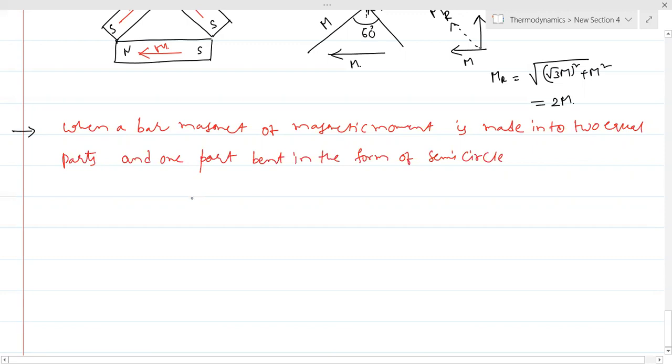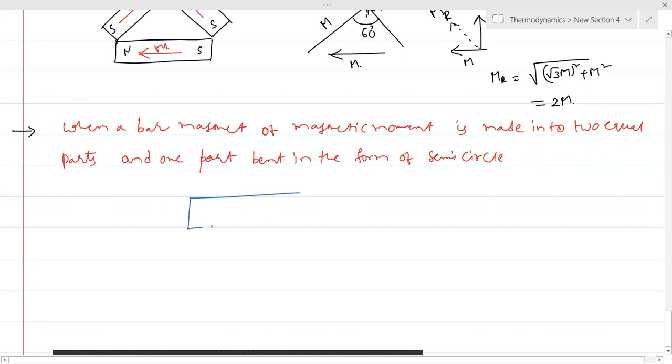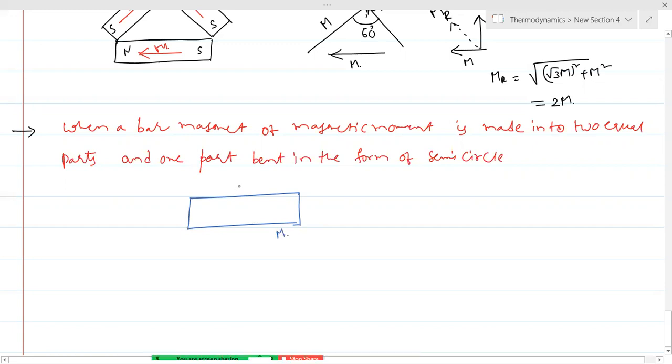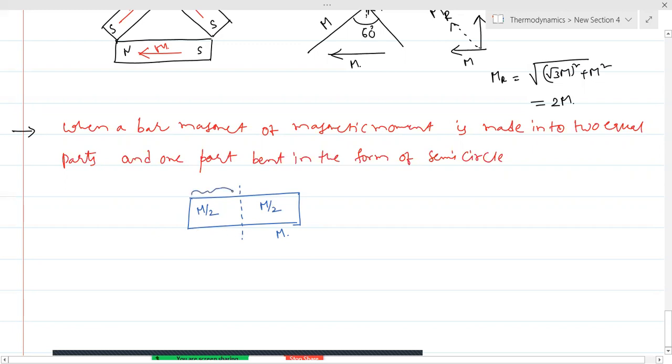Suppose I am taking a bar magnet. Let us take this is a bar magnet of magnetic moment M here. Now we are making it into two equal parts. So therefore we will get this is M by 2 and this is also equivalent to M by 2, because clearly we can see that the magnetic length becomes half.